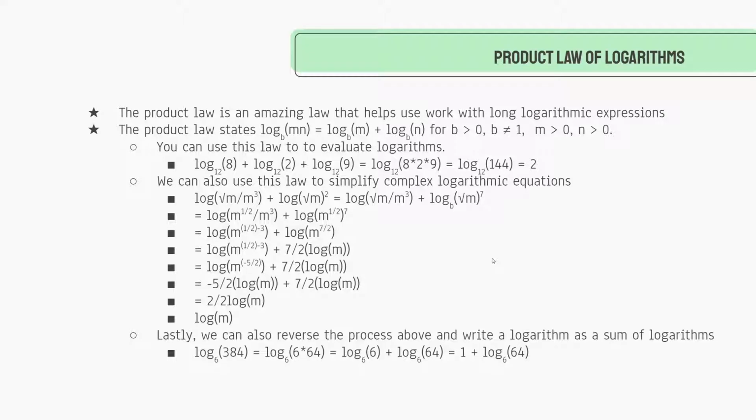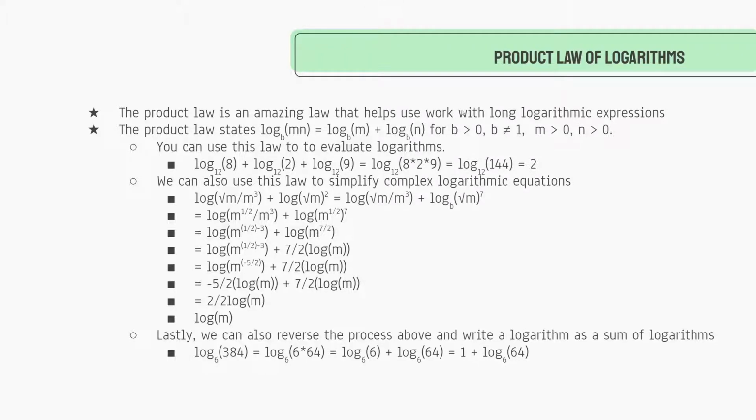This is what the law states. Log to the base b of m times n is equal to log of m to the base of b plus log of n to the base of b. And again, here are our restrictions. We know that a log function has to have a base greater than 0, but it cannot equal 1. In this case, b has to be greater than 0, and m and n have to be greater than 0.